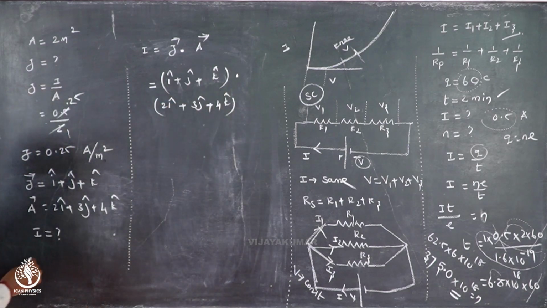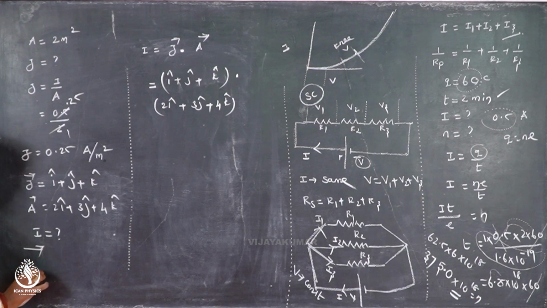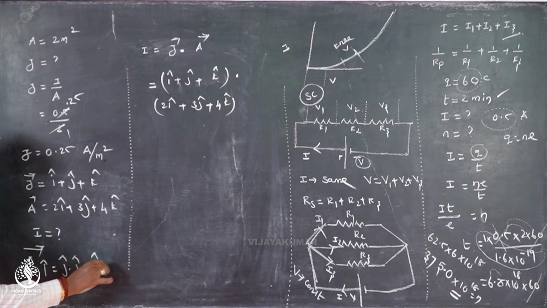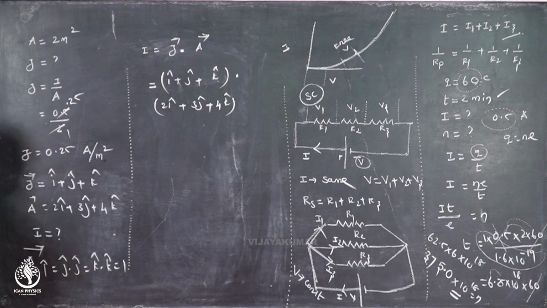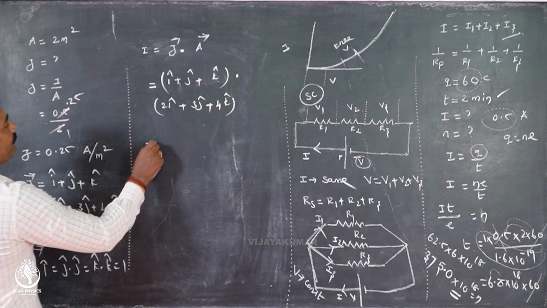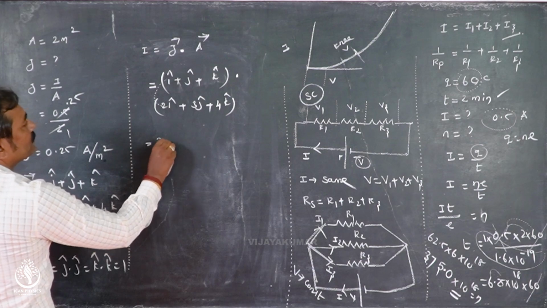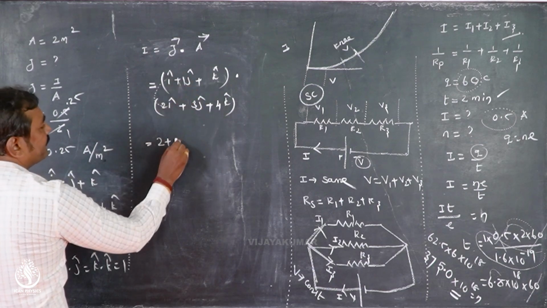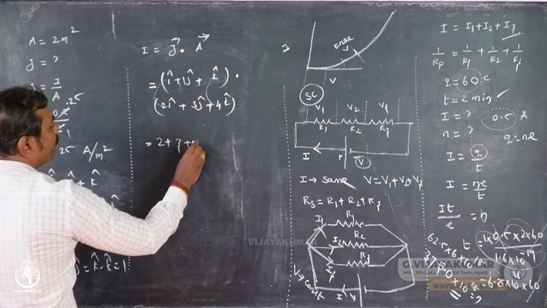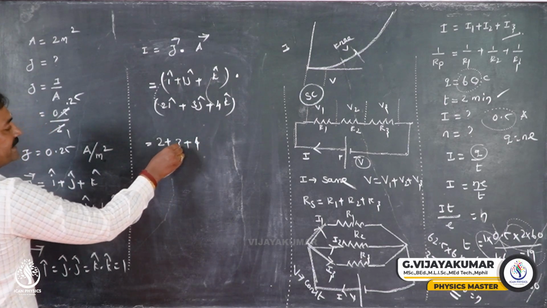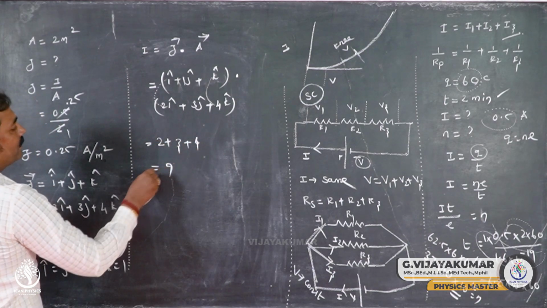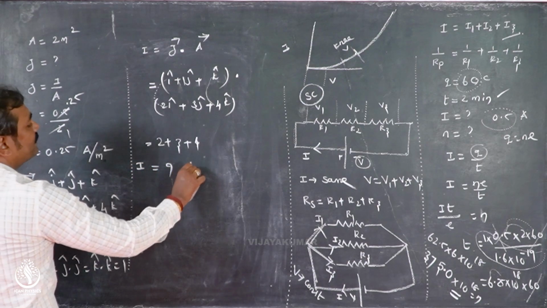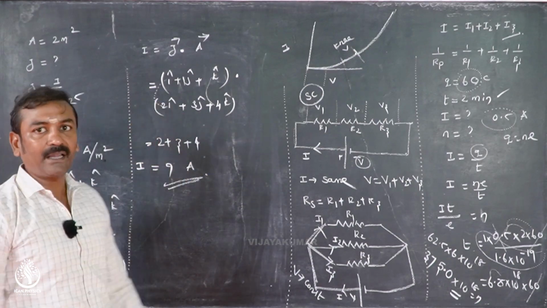Okay. So in dot product, what is the property we have? i cap dot i cap equal to j cap dot j cap equal to k cap dot k cap equal to 1. So we can multiply 1 into 2, 2. 1 into 3, 3. 1 into 4, 4. So 4 plus 3, 7. 7 plus 2, 9. So I equal to 9 ampere. So this will be the answer.